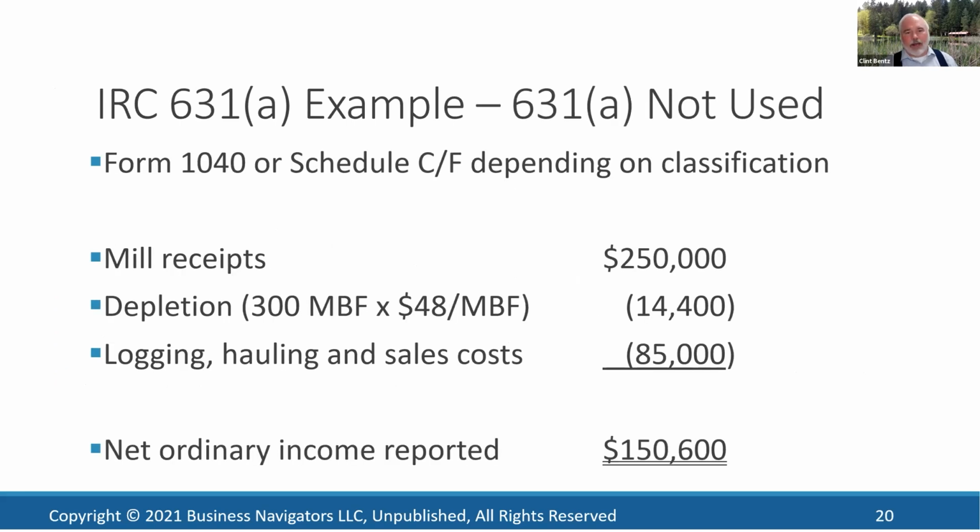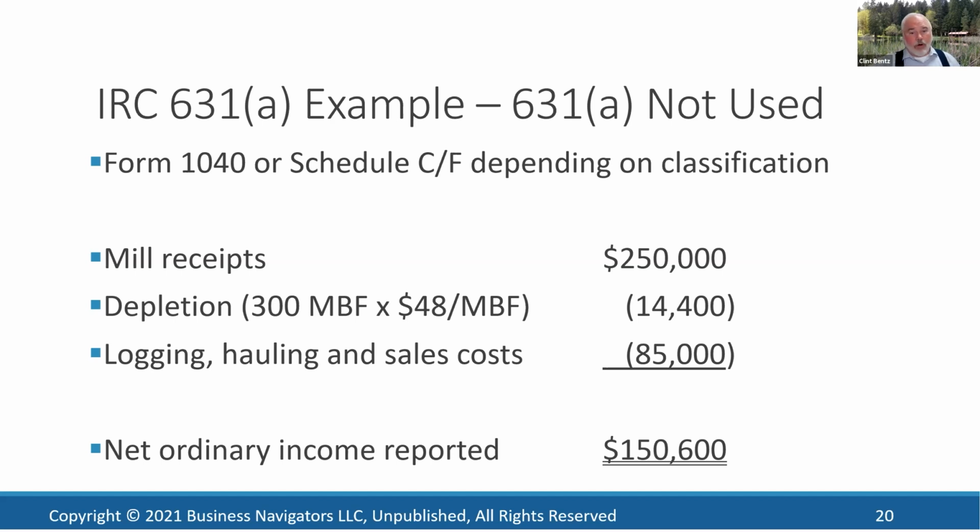So if we didn't use 631A, on either the Form 1040 or the Schedule C, depending on your classification, we would report the mill receipts, $250,000. You get to claim the depletion, which is 300,000 board feet times our $48 a thousand. So that's $14,400 out of our $24,000. We get to deduct that. It's our cost basis. And then we've got our logging, hauling, and sales expenses of $85,000. So we would have $150,600 of ordinary income. You would just report that $150,600 as other income on the front page of the 1040.